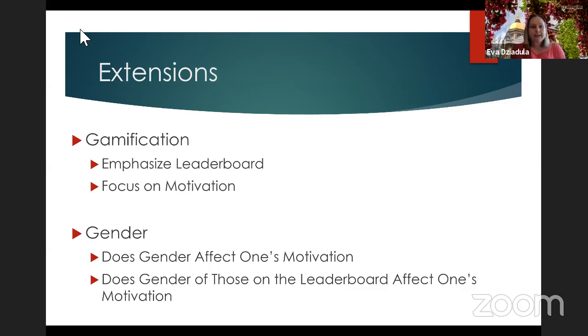We are planning extensions to this research in the fall semester, and really incorporate this in more of a game-like setting, focusing on the motivation of students and how their position on the leaderboard impacts their motivation and commitments to completing the assigned actions. We also plan to pay special attention to gender of the students, as well as gender of those who are on the leaderboard that the students can actually observe.